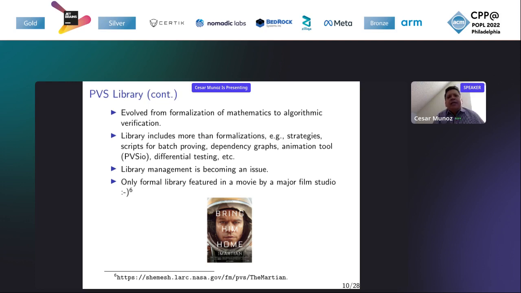The libraries are not static in time, and something that is happening is that those libraries are evolving from formalization of mathematics to more algorithmic verification. For example, graphs were developed very early in the history of the formal methods group, but the whole graph library was developed as a formalization exercise where we didn't have applications at that time. That library was developed before I joined Langley, so it was in the 90s.